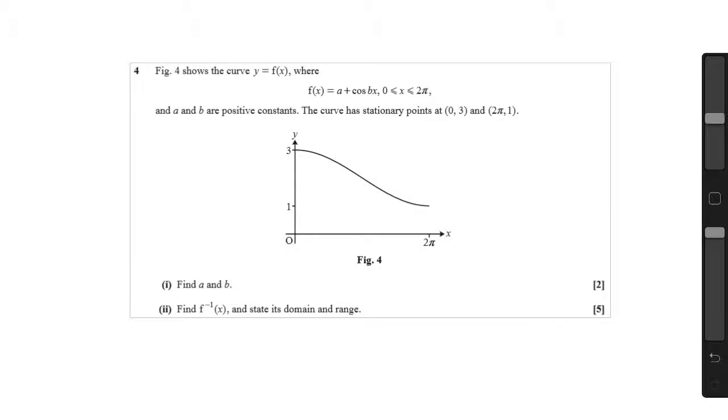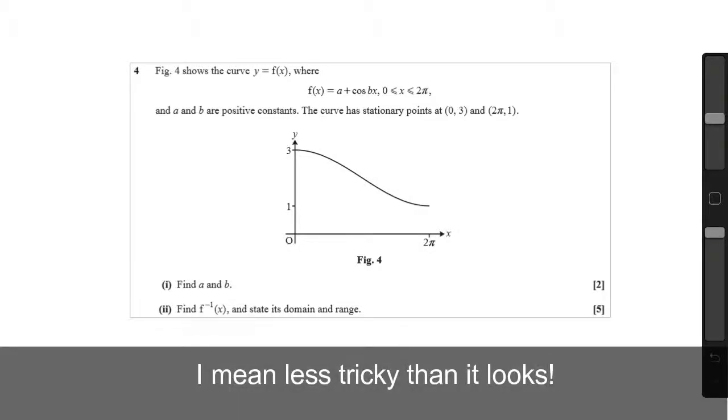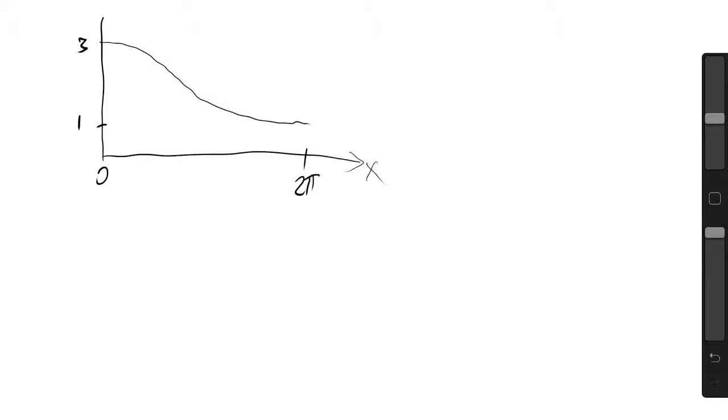Now question 4 is a bit more tricky than it looks. So we have the curve that looks sort of like that. And this ends on 2 pi, and this starts at 0. We have a point at 3, a point at 1. So this whole setup is basically trying to get you to do a function transformation.